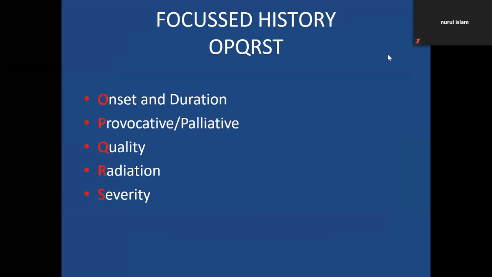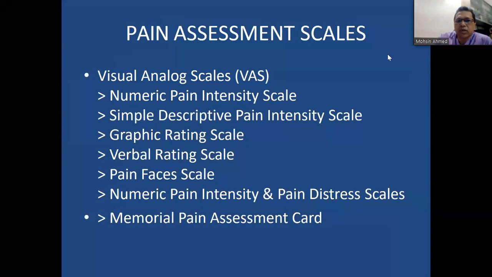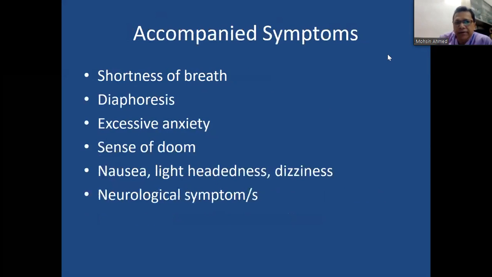Onset, duration, OPQRST: O is onset, P is provocative factor and palliative factor, Q is quality, R is radiation, and severity should also be focused on. With some pain assessment scales: visual analog scale, numeric pain intensity scale, simple descriptive scale, graphic scale, verbal rating scale, pain faces scale, pain distress scale, the McGill pain scale is lots of clumsy, but I will discuss one pain assessment scale later.